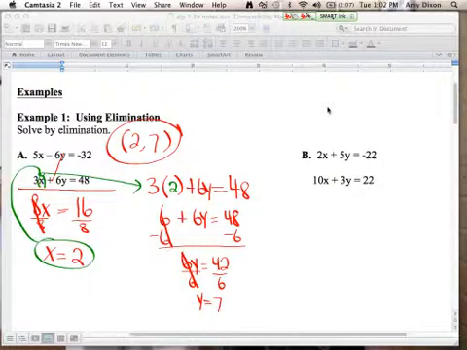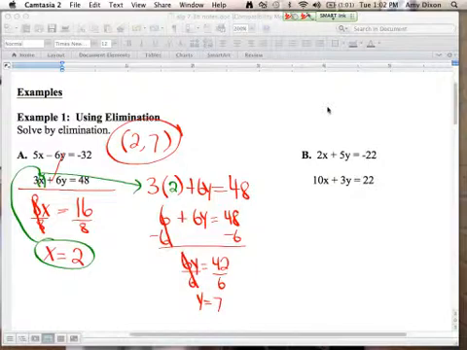Any questions on the first example? No, ma'am. Okay. The second problem, letter B up here, if you notice, we don't have a situation presenting itself where we have a positive and negative of the same number, do we? Like over here we had a negative 6 and a positive 6. Do we have that in B? We do not. So here's what we have to do. We have to change one of the equations to help us make that happen.